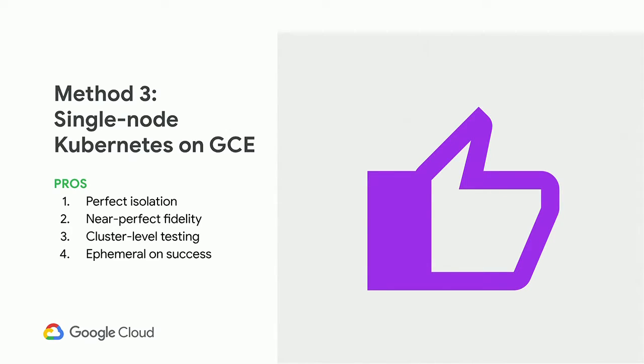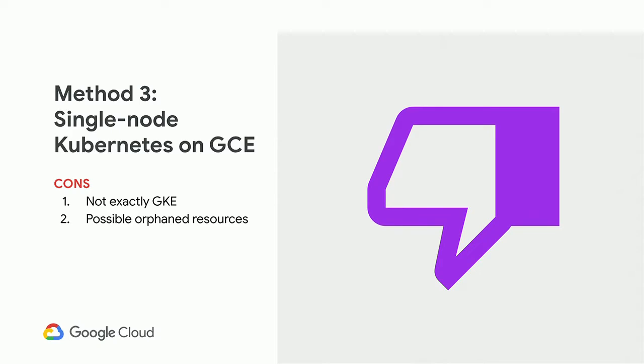So what's good about this one? Well, perfect isolation. Near perfect fidelity. Again, these non-Kubernetes Kubernetes, they are actually certified compliant as being Kubernetes runtimes. But who knows, maybe they're not exactly the same thing. You can test those cluster level resources, and you've got that ephemerality that we wanted. Downside is it's still not exactly GKE, and also there's the possibility that these VMs hang around longer than you want, even if they have an expiration.